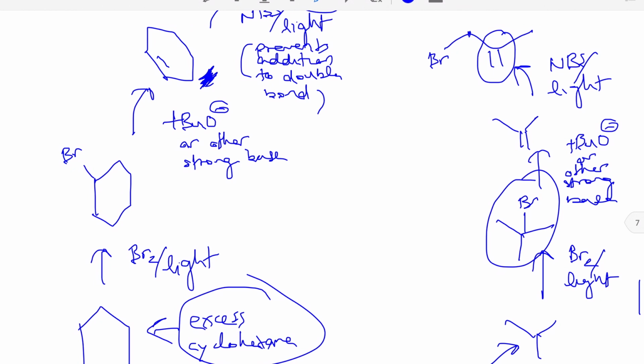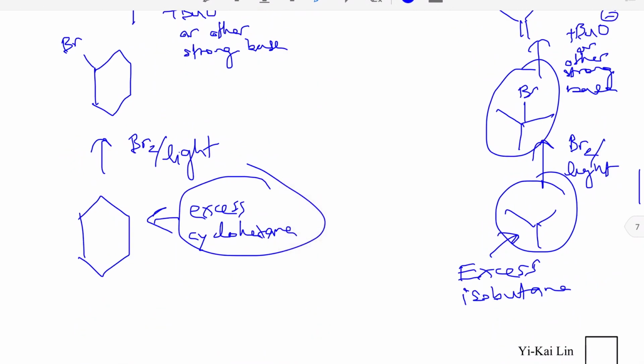So again, for the same reasons that I had mentioned for why we use excess cyclohexane, we can use excess isobutane as well to get monobrominated isobutane molecules. So that is how we get to the desired final products, where we have just a simple alkane, albeit branched, and a cyclohexane molecule. And with that, we have finished our retrosynthesis, and we have finished our exam.